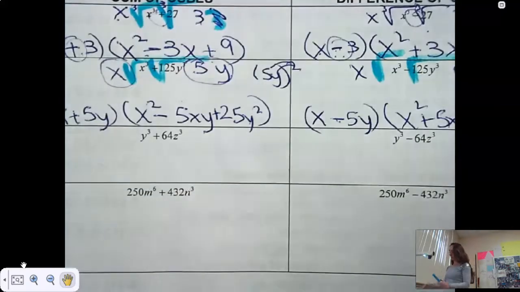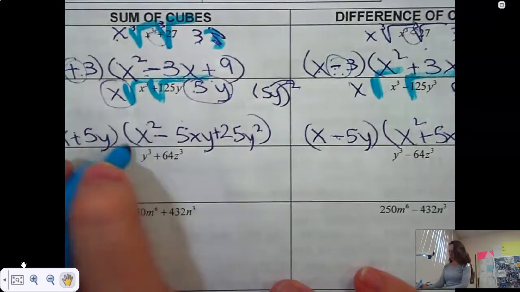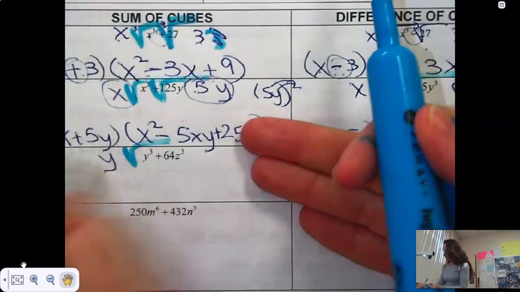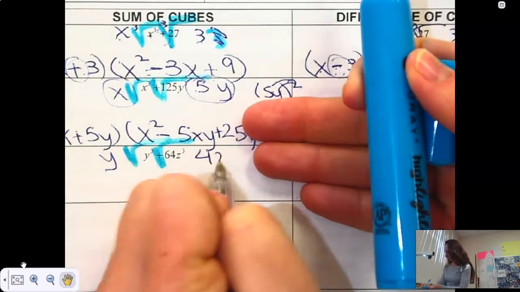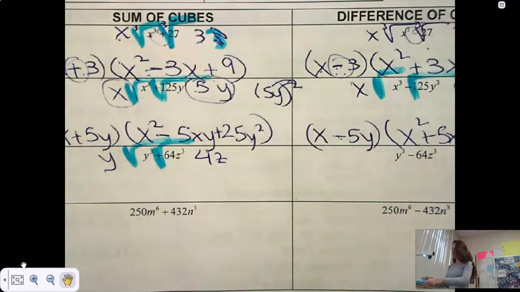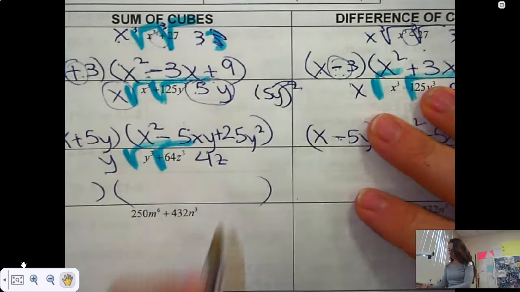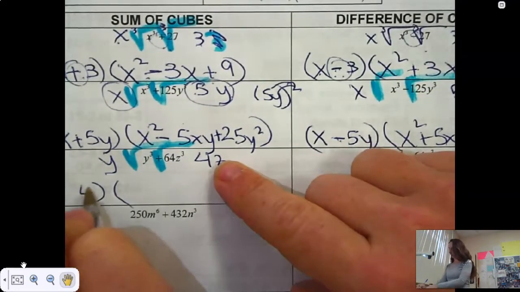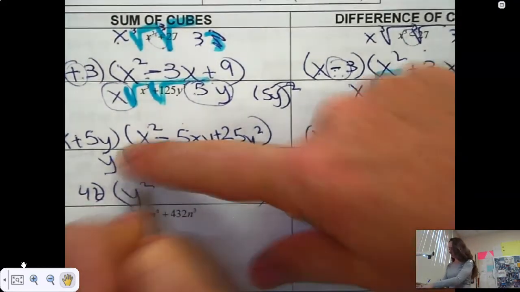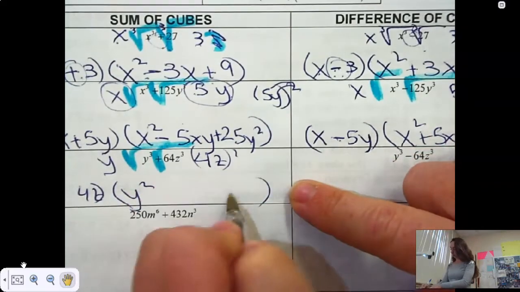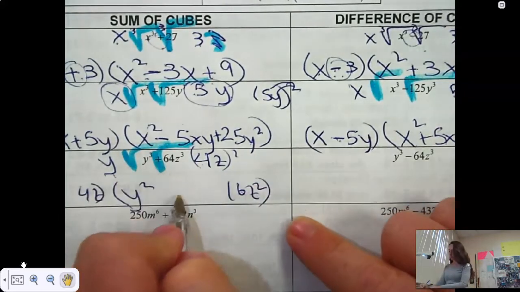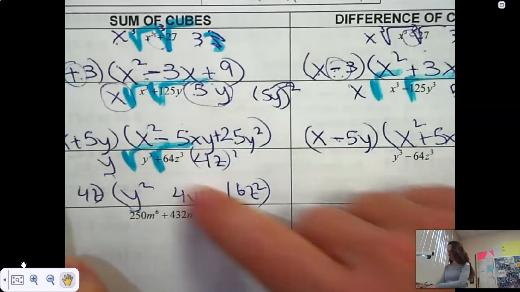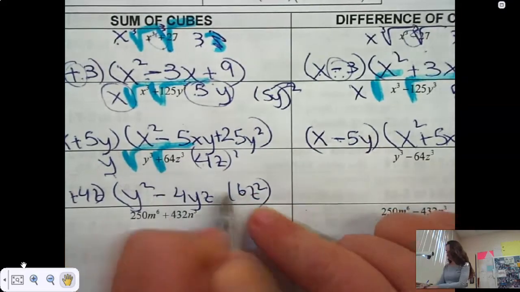Okay. Let's do the next one. Same thing. What times what times what is y cubed? What times what times what is 64z cubed? 4z. Okay. This should kind of be not as big of a deal anymore. First guy, second guy. Square the first guy. Square the last guy. Don't forget that. Take the 4, the y, and the z. 4yz. If this is plus, minus plus.